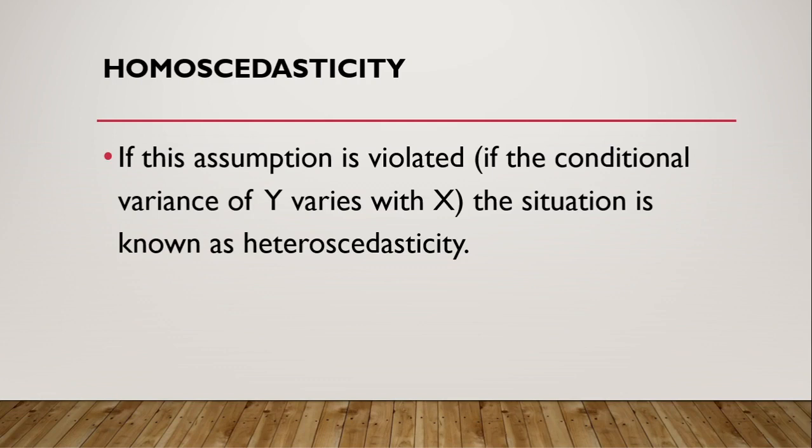If this assumption of homoscedasticity is violated, that situation is known as heteroscedasticity. So the classical linear regression model assumes that there is homoscedasticity, that is, the variance of the stochastic term is a constant. If this constant variance assumption is violated, that situation is known as heteroscedasticity.